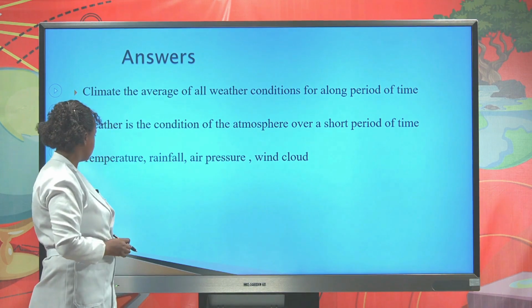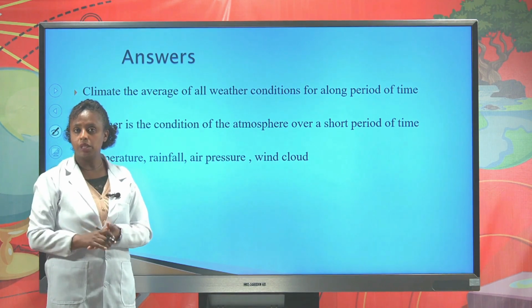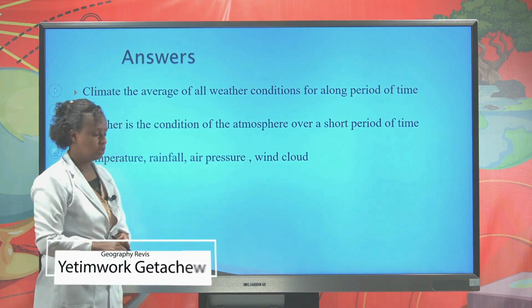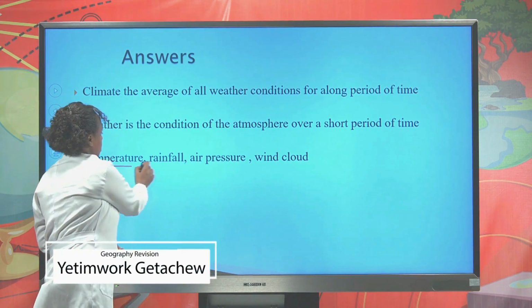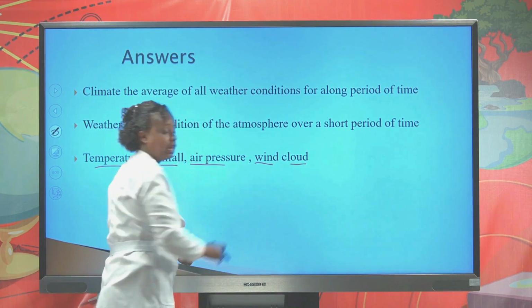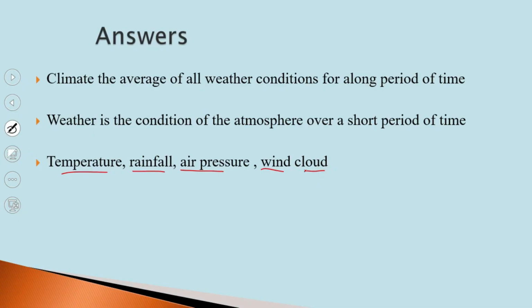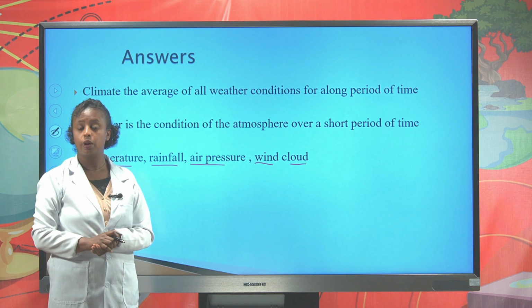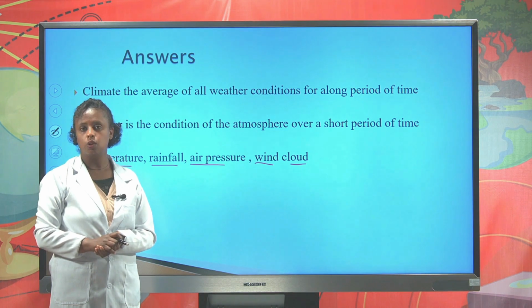The second answer: the main elements of weather and climate are temperature, rainfall, air pressure, wind, cloud, etc. For today, we are focused only on temperature and rainfall. Students, were all your answers correct? Good job. This is all for today.